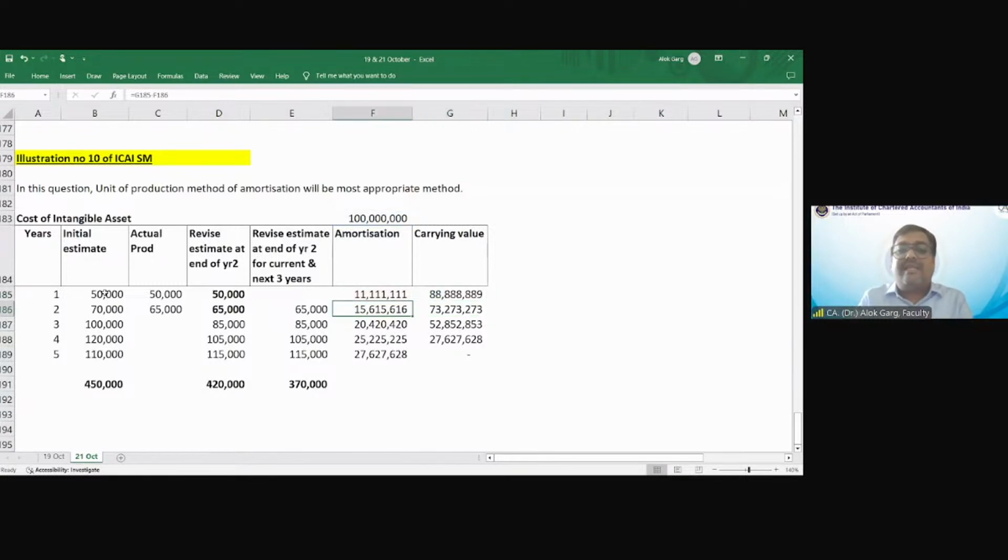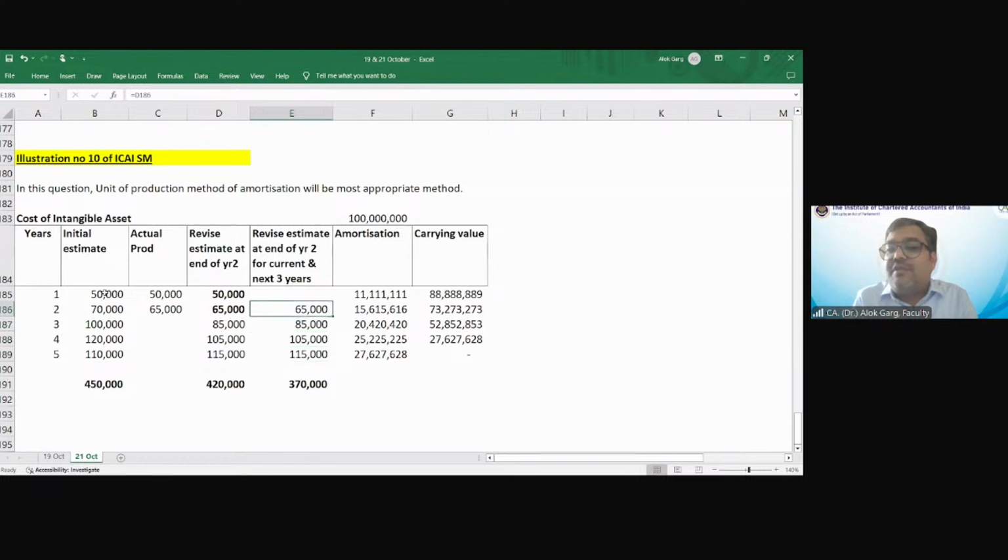Now what about the second year? You have to apply it prospectively. When you reach the second year, the second year actual production was 65 and the estimate was 85, 105, 115. So what is the total production for 4 years?